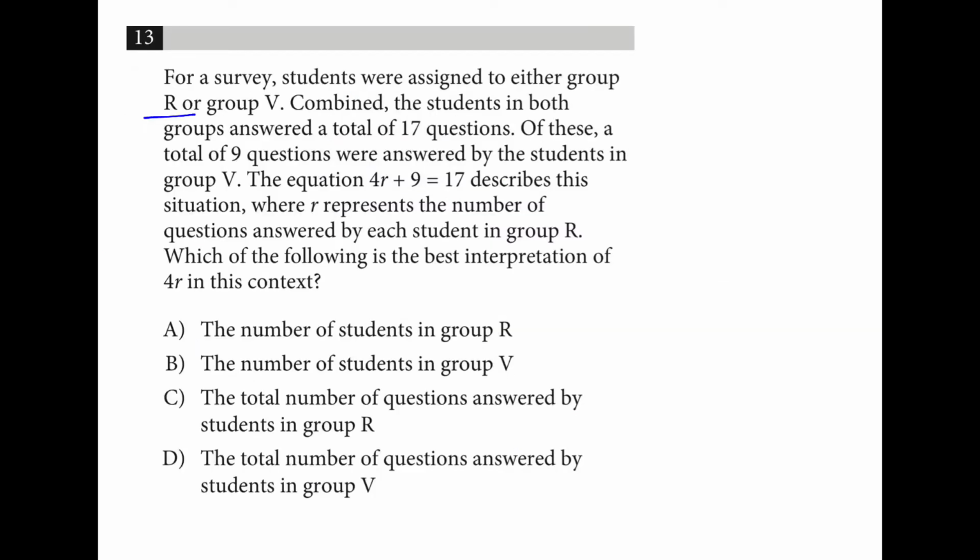We have 2 survey groups, Group R and Group V. They answered a total of 17 questions, 9 by V, and then we have this equation. So what does 4R represent in this context? Well, let's think about, they said a total of 9 questions for V, and that came in as 9. So for R, we're going to take 4 per student times the number of students, and this is going to give us the total number of questions answered by students in Group R.